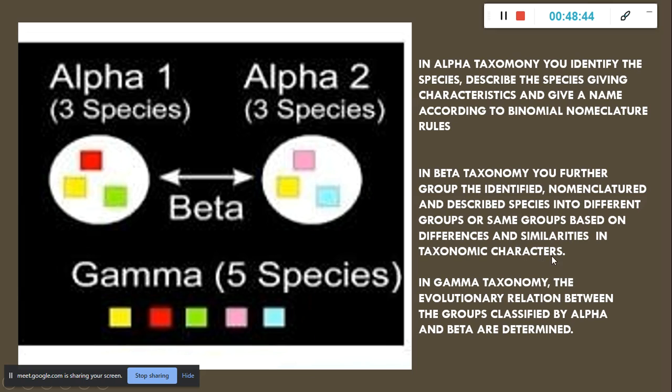And in gamma taxonomy, the evolutionary relationship between the groups classified by alpha and beta are determined. These are the groups classified by alpha and beta. You are trying to find out the relationship between them, evolutionary.